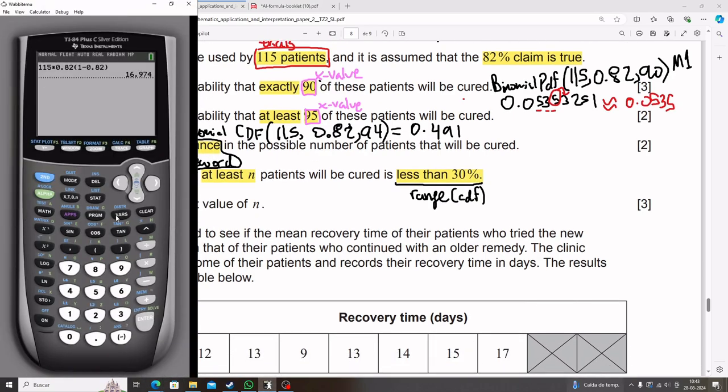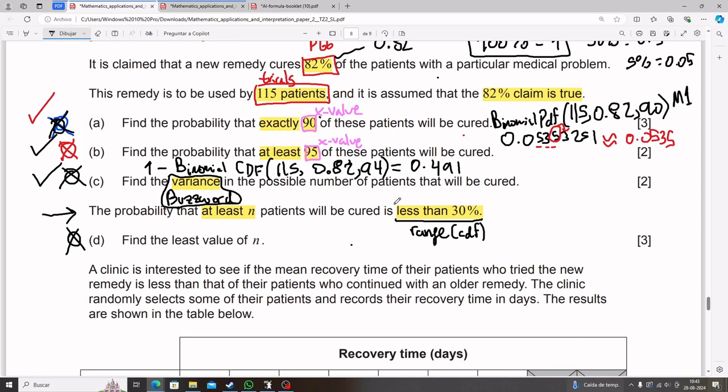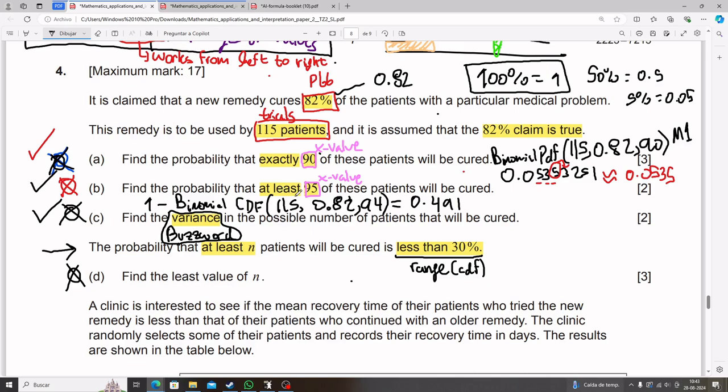Well, you go ahead and open up your distribution menu. You go to binomial CDF, and it says at least n patients. And you can't really put a variable here because that's not how it works, right? So the first thing we need to establish is that they're asking for less than 30, and at least n will be cured. Well, you just plug in at least 95, and how many of them got cured? Like around 49%, right? So that is already a big hint.